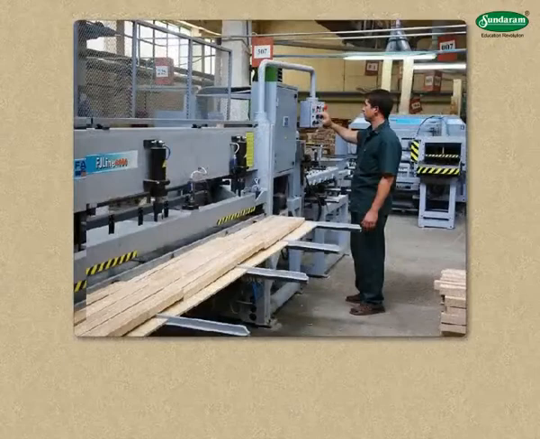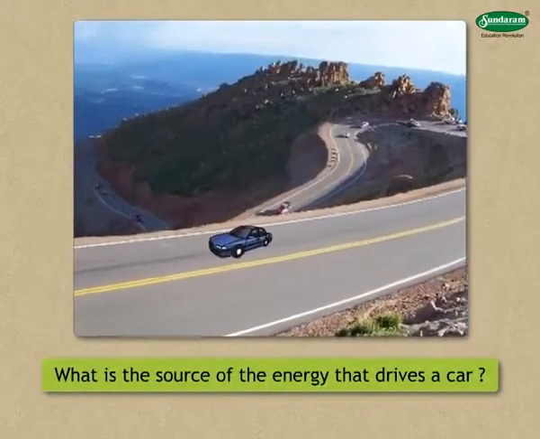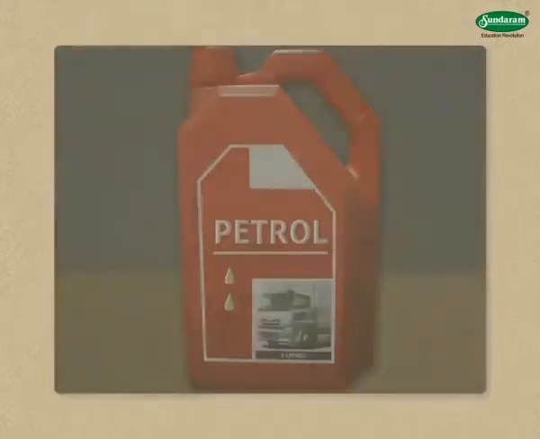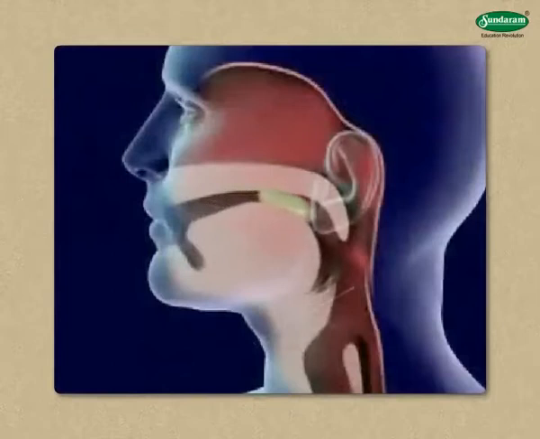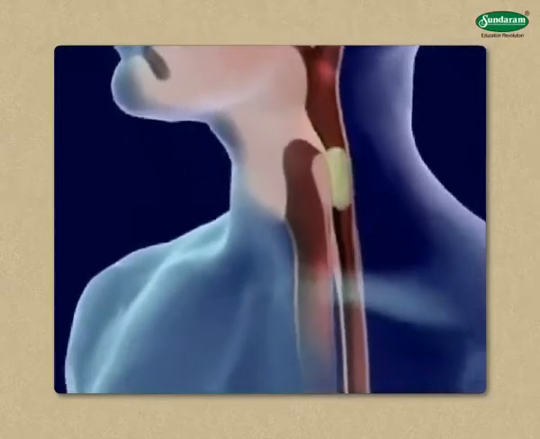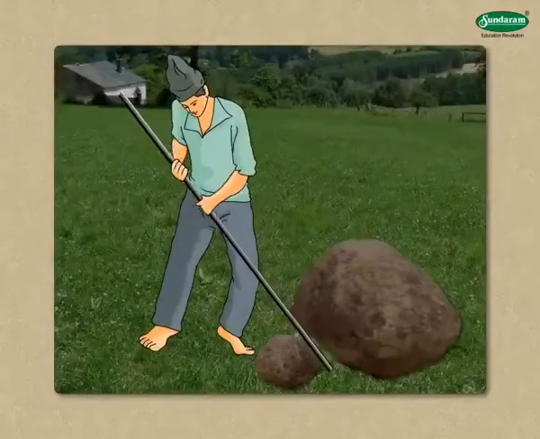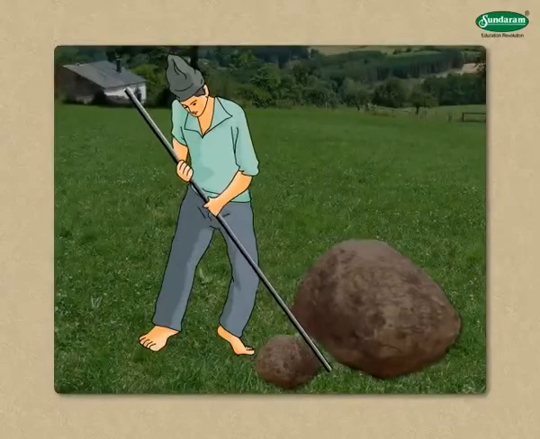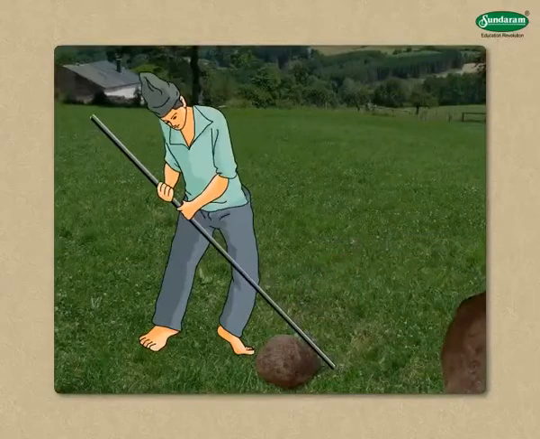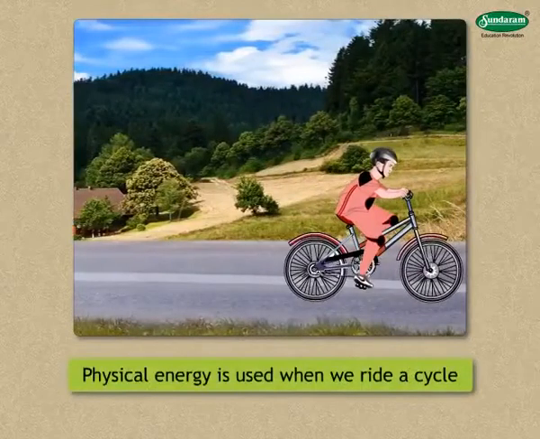When we use a machine to do some work, we need mechanical energy. What is the source of the energy that drives a car? It comes from a fuel like petrol. Processes like digestion of food and excretion go on continuously in our body. Muscular energy is used to carry out these processes. The body uses physical energy to enable us to apply muscular force. Physical energy is used when we ride a cycle too.